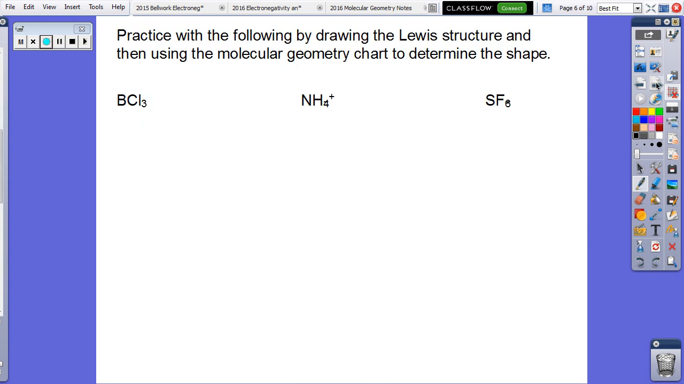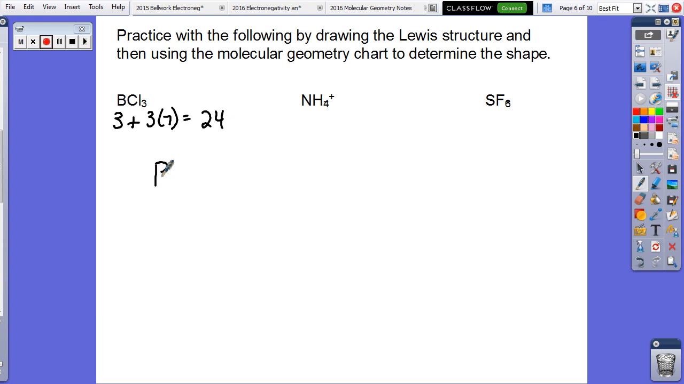All right, so we're going to practice drawing these Lewis structures and using our chart to figure out the shape. Okay, so boron trichloride. Boron has 3 valence electrons. My chlorine, there's 3 of them, and each chlorine has 7 valence electrons. So that gives me 24 electrons that need to be in my picture.